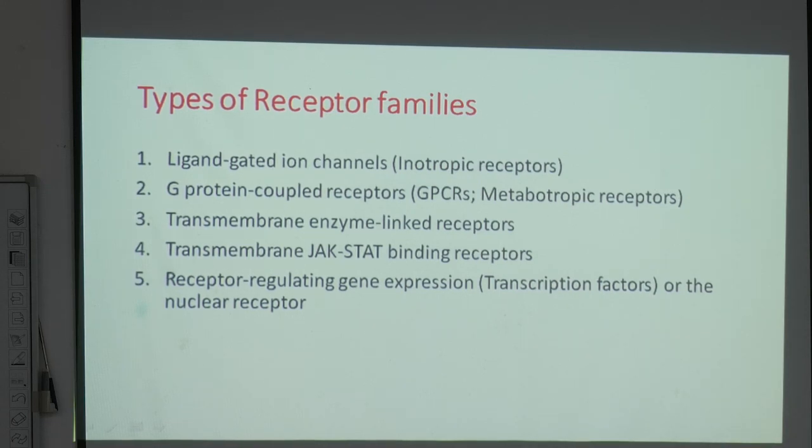Receptor people produce its effect, initiate the response, depending on which we have classified the receptors into 5 groups. These are ligand-gated ion channels, G protein coupled receptors, transmembrane enzyme receptors, transmembrane JAK-STAT binding receptors, and receptors regulating gene expression. Gene expression means what?